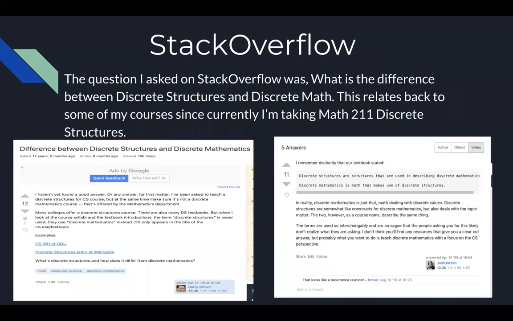Stack Overflow. The question I asked on Stack Overflow was, what is the difference between discrete structures and discrete math? I asked this question since I am currently taking Math 211, which is discrete structures. The answer that I found was that discrete structures is just the constructs for discrete math. Essentially, it's the same thing. It's just the course has a different name.